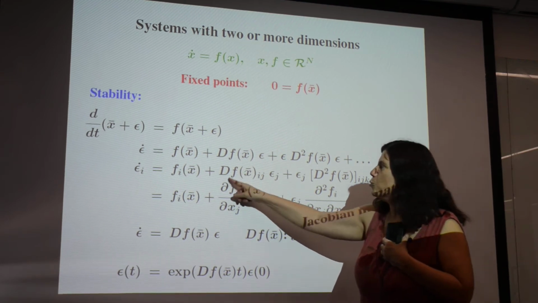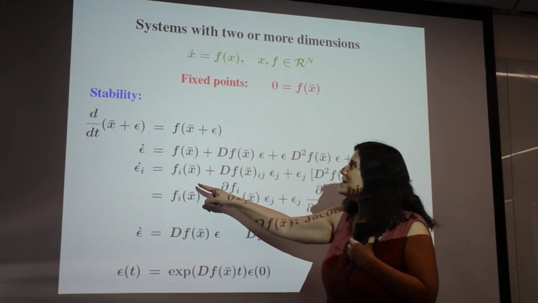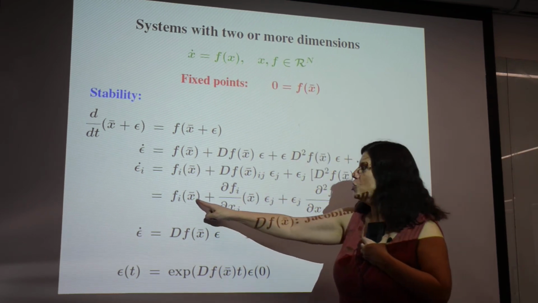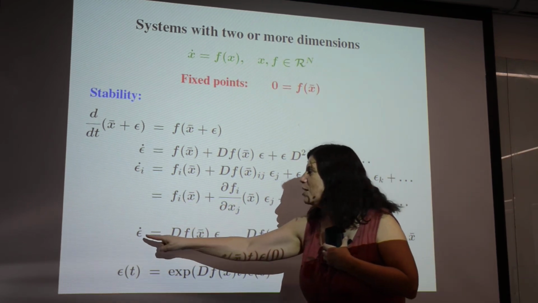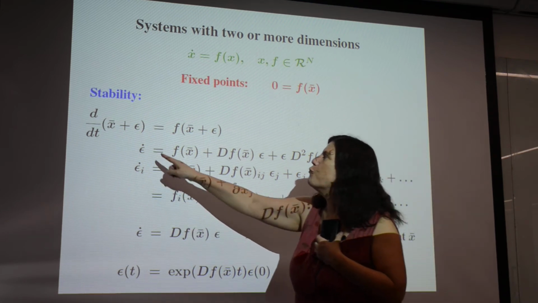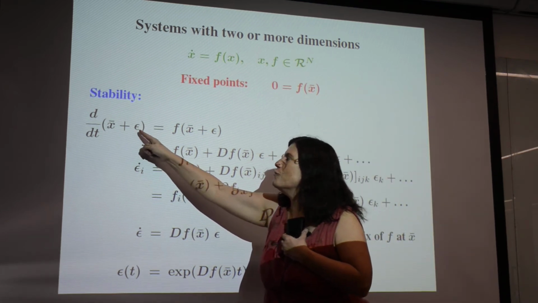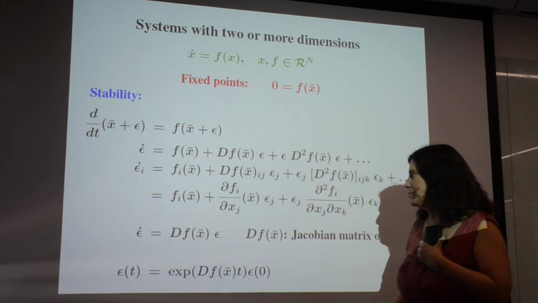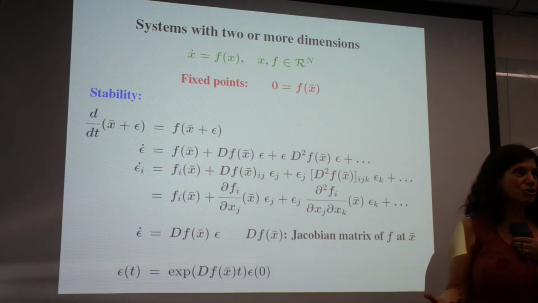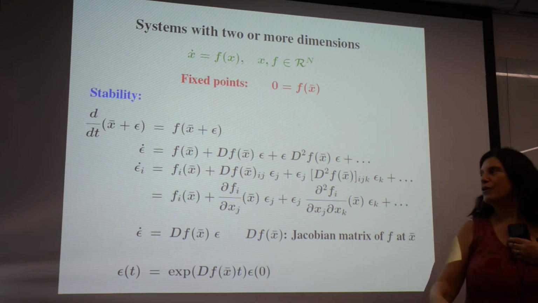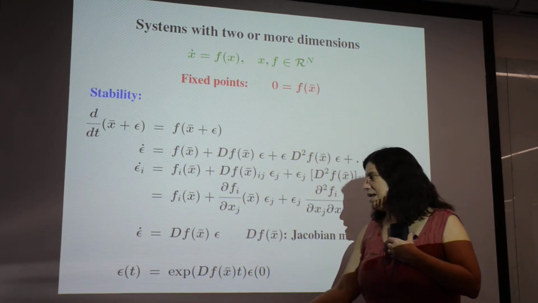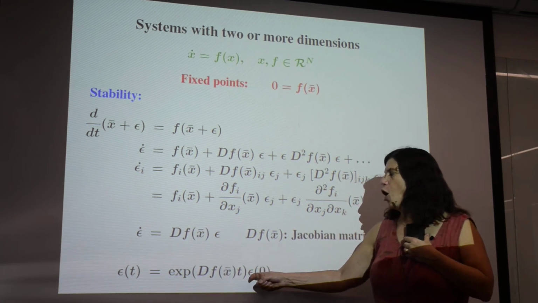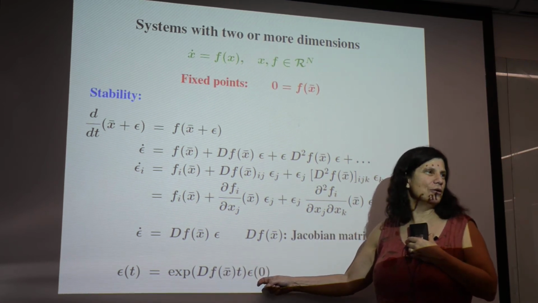But this is the only one that will concern us. Since we have a fixed point, this is true for all of the n equations, so this is going to be 0. And so the equation we'll be left with for the evolution of the vector epsilon is epsilon dot equals Jacobian times epsilon. And the solution to that is the same as if this were a scalar, meaning it's the exponential of this matrix times t on the vector epsilon of 0.